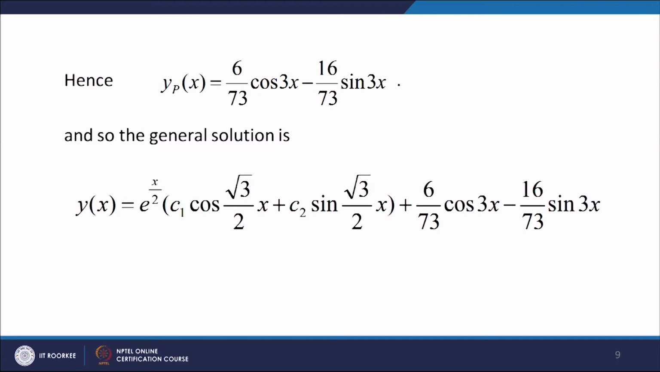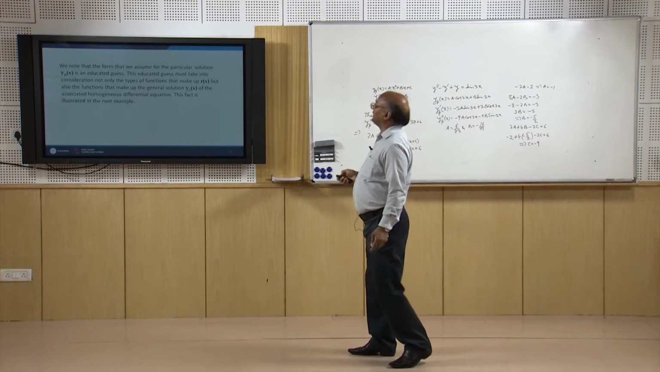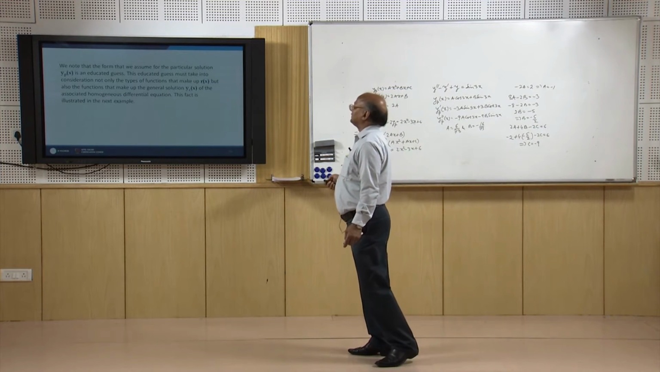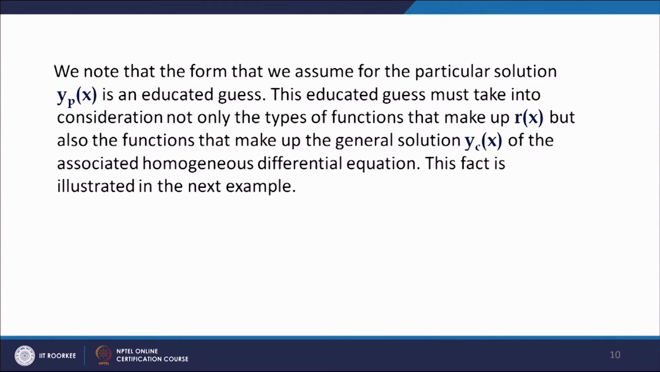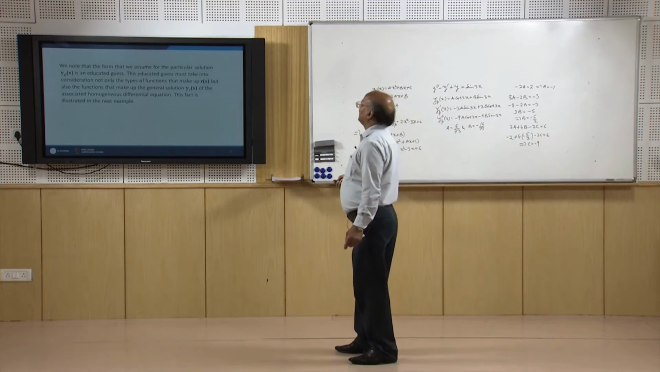Now let us look at this comment here. As I said in the beginning, y_p(x) is not guessed arbitrarily, it is an educated guess, because it depends on the form of R(x), the functions that make up R(x), as well as the functions that make up the complementary function, which is the solution of the associated homogeneous linear differential equation, that is y double dash plus a y dash plus b y equal to 0. Let us see how it depends on the complementary function. We have seen that the function y_p(x) depends on the form of R(x). In the next example, we shall see how y_p(x) depends on the form of the complementary function.